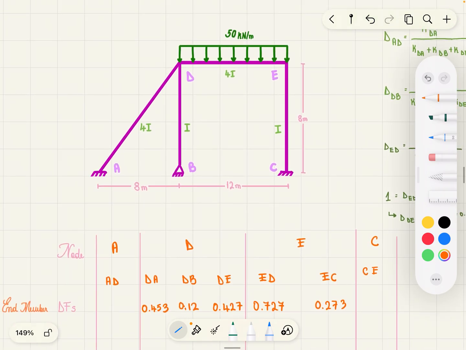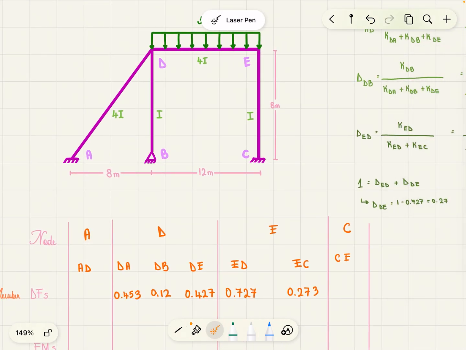What about A and C? We don't have any distribution factors for these because these are not split into any members that make up the node. It's just one member that makes up the node. So basically it would have been 1. I mean, they don't have distribution factors.